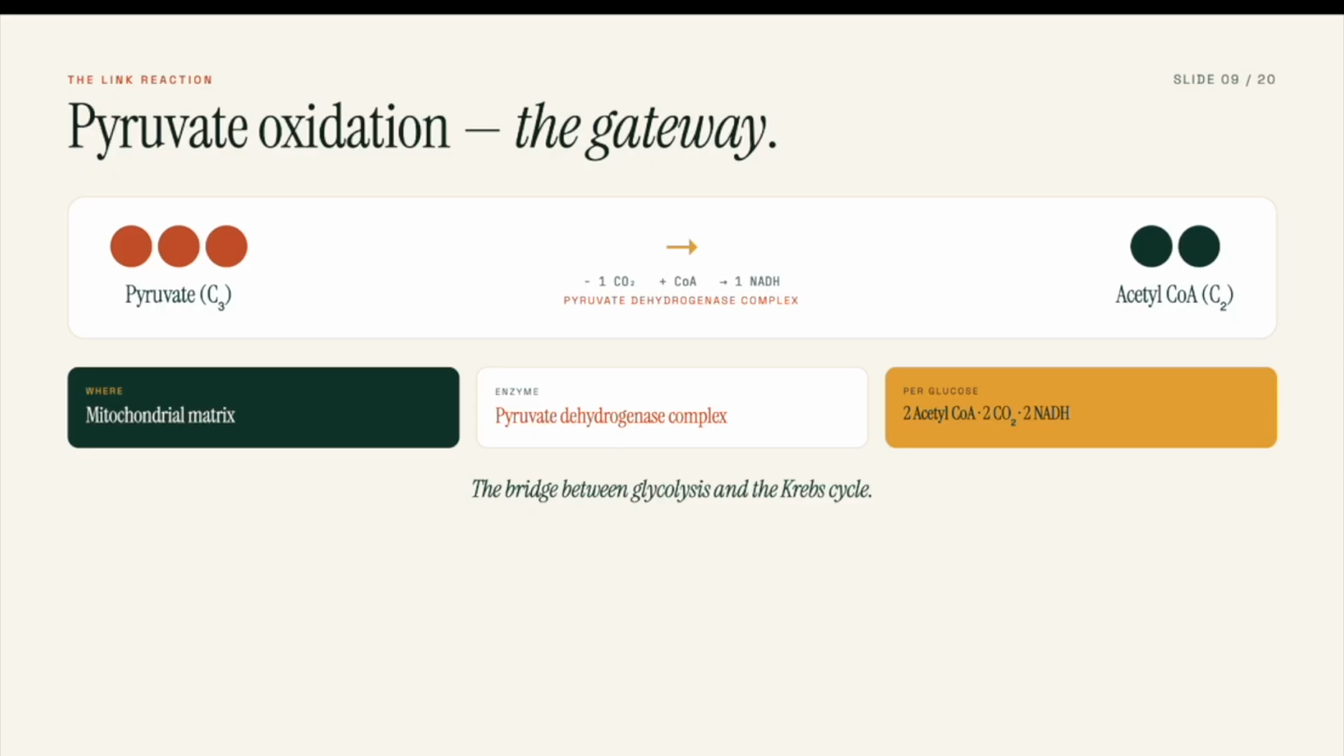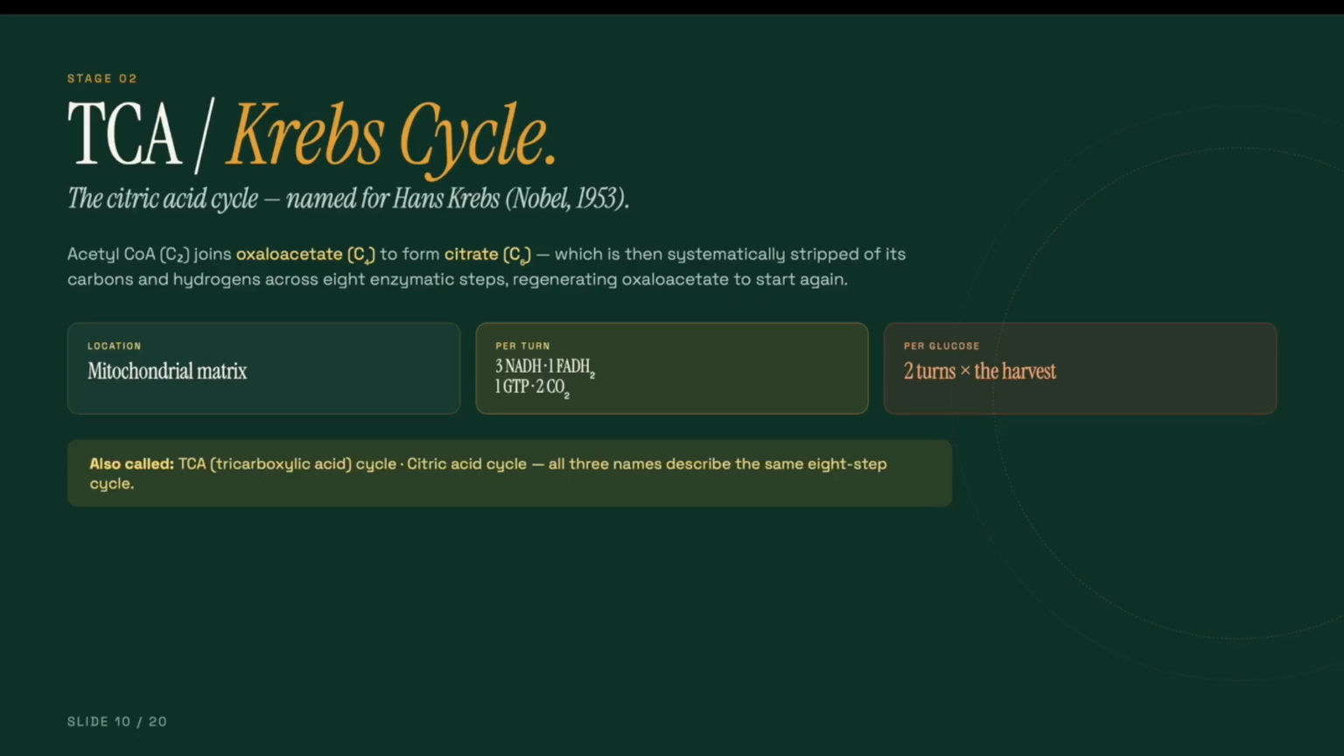The enzyme responsible is a multi-enzyme complex called pyruvate dehydrogenase. Per glucose we get 2 acetyl CoA, 2 CO2 and 2 NADH. This step is irreversible. Once pyruvate becomes acetyl CoA, there is no going back to glucose. Now acetyl CoA enters the Krebs cycle, named after Ernst Krebs, also called the TCA cycle or citric acid cycle. Acetyl CoA, a 2-carbon compound, joins with oxaloacetate, a 4-carbon compound, to form citrate, a 6-carbon compound.